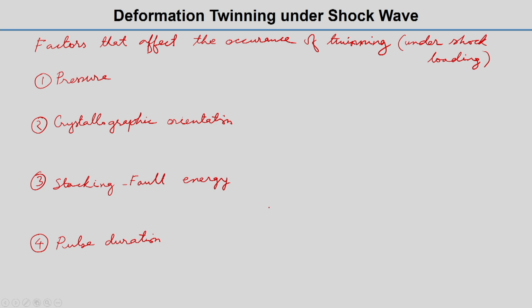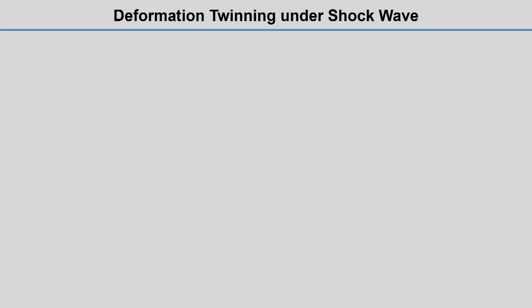Or rather, I would write all the factors first. So what we wrote is a total of 5 factors, and then we have more factors: existing substructures, and number 6 is grain size.